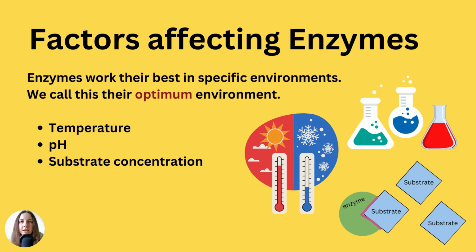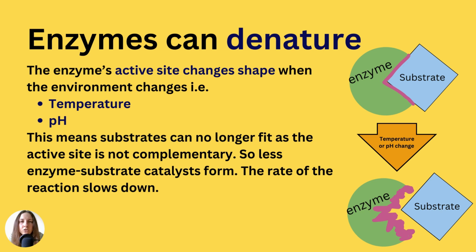And if there's any deviation from this temperature or pH, it can actually slow down the rate of reaction or it can even stop it altogether. And we'll come on to why that is now. So if the reaction stops completely, it's because the enzyme has denatured. And this just means the enzyme's active site has now changed shape. Essentially, it's an irreversible reaction. We cannot get back to the pre-denatured state.